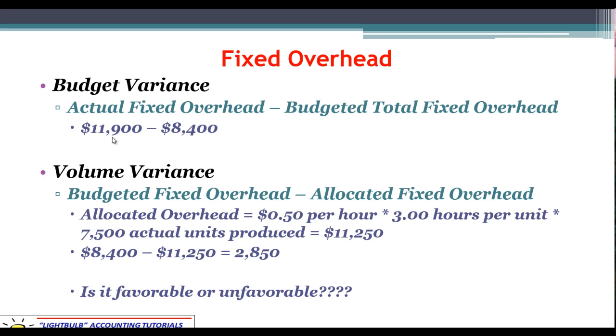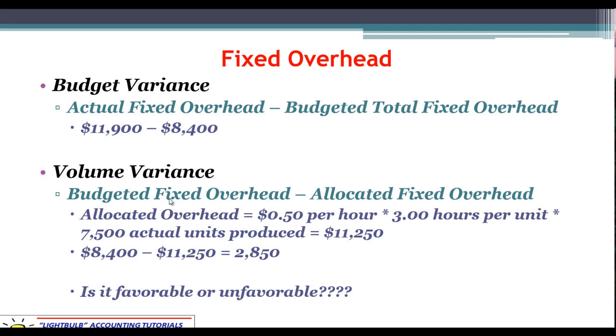Now, it could be we decided to give our supervisor an unexpected raise, but it has nothing to do with activity level. It's just the price was higher. Maybe we bought a piece of equipment that we didn't expect, therefore we had more depreciation. There are a variety of things that could cause this, but it's not explained solely by a change in activity level. The volume variance is the unique one here that we have to really think about.